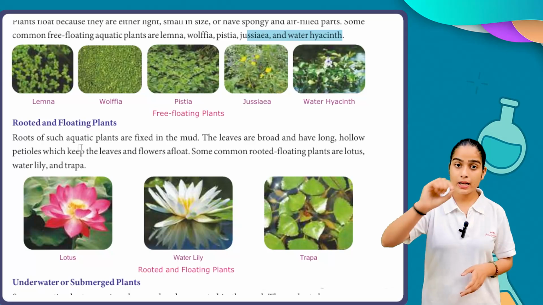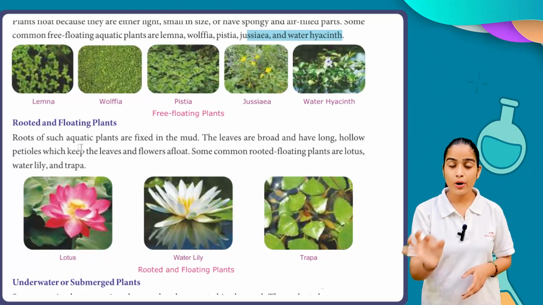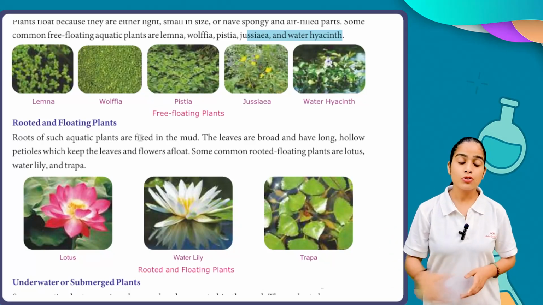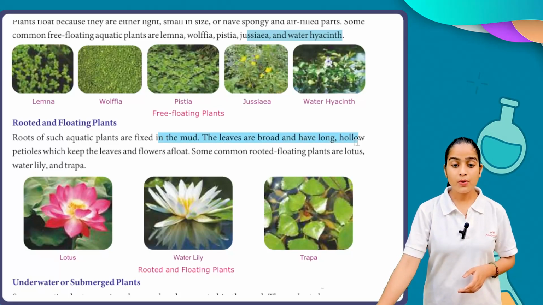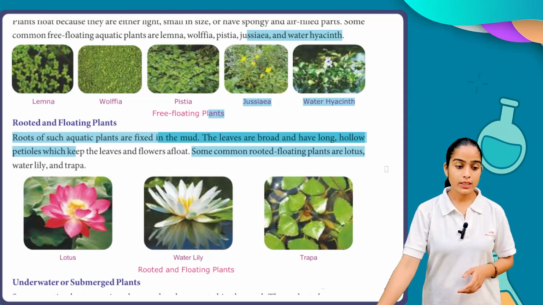It means they are connected at the bottom at some point with the help of roots. So roots of such aquatic plants are fixed in the mud. Their leaves are broad and have long hollow petioles which keep the leaves and flowers afloat. Some common rooted floating plants are lotus, water lily, and trapa.